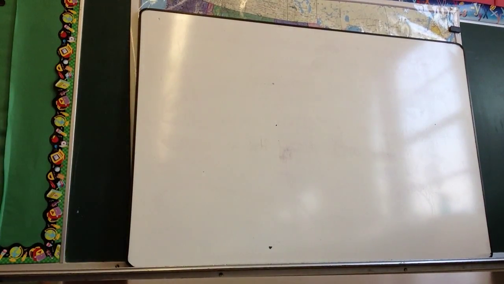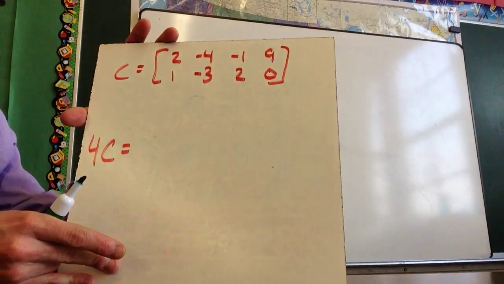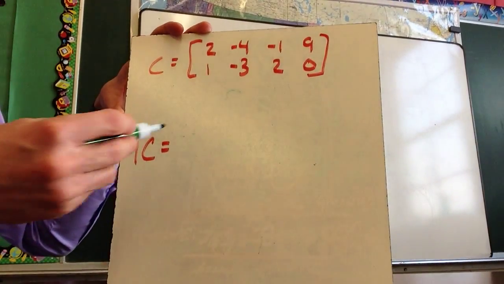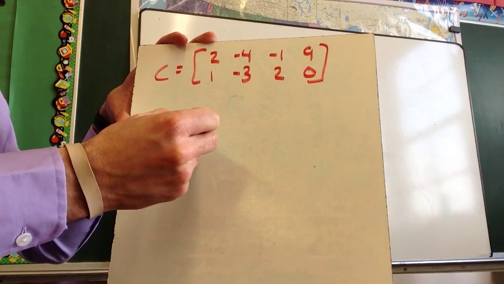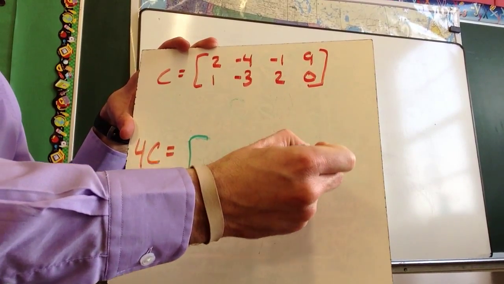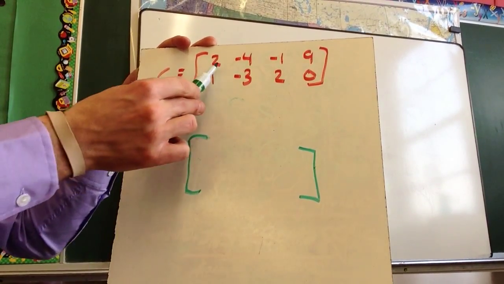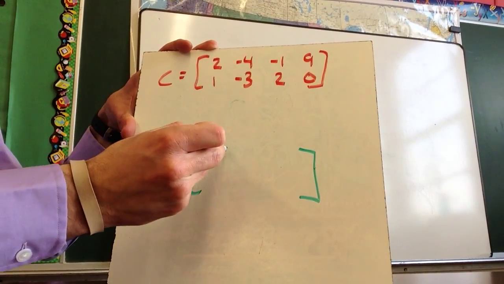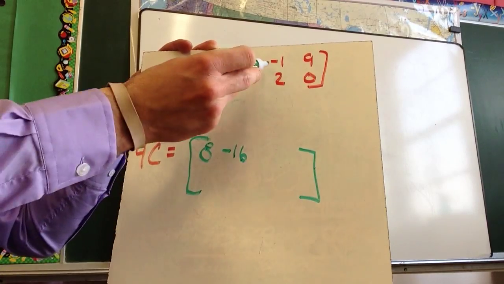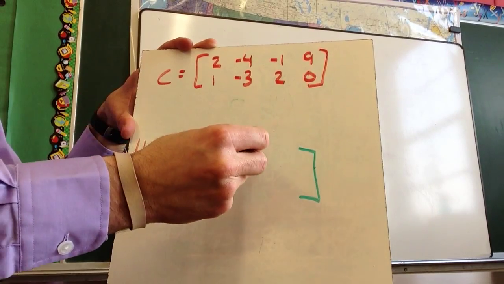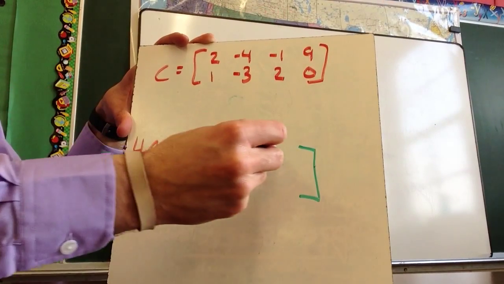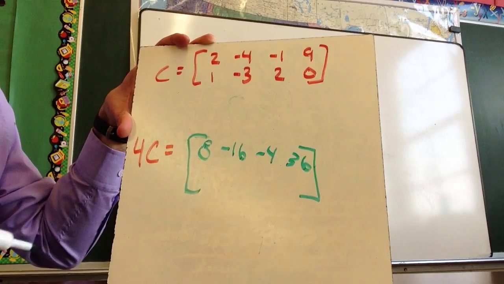Okay, another way that you might have to solve these types of problems is multiplication. So this is what we're calling C. I'm going to go for C, which means I'm going to multiply each of the values inside the matrix by 4. So 2 times 4 is 8. -4 times 4 is -16. -1 times 4 is -4. And 9 times 4 is 36.